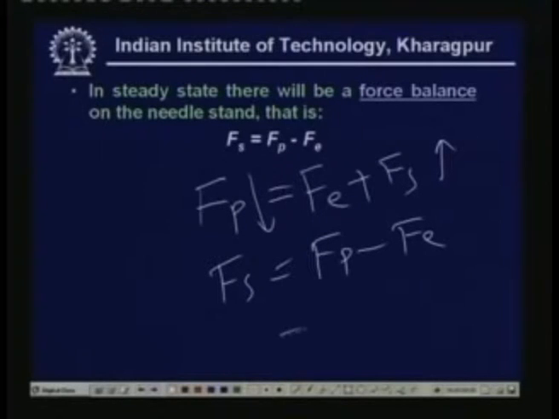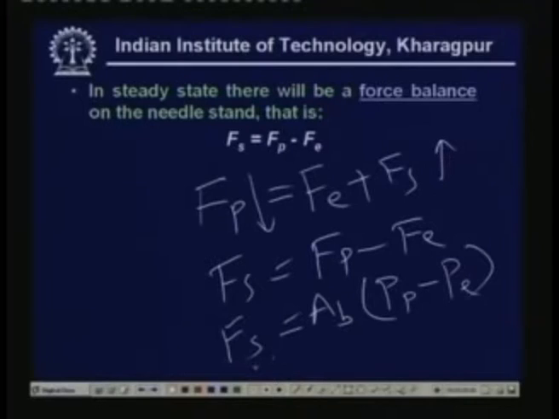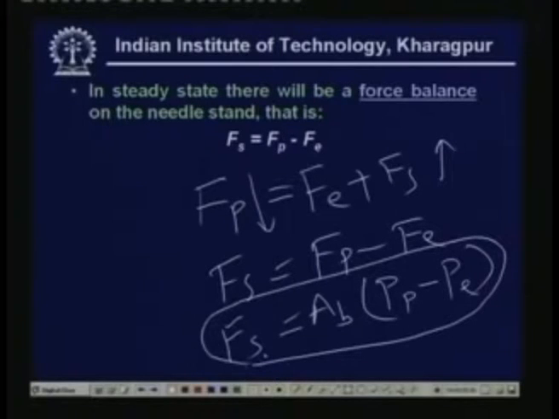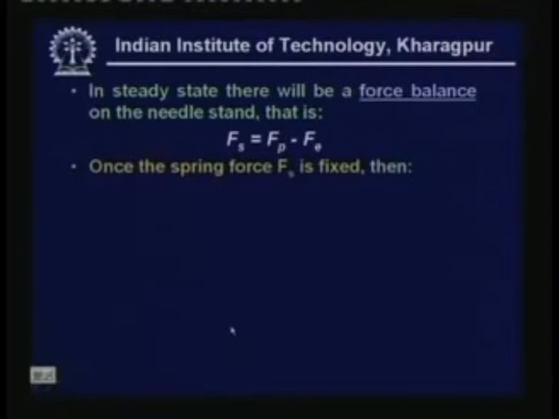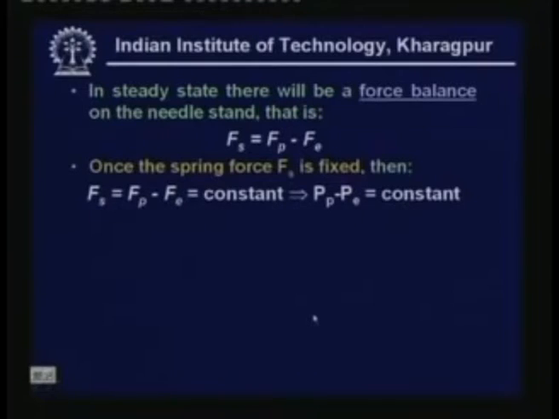Okay, and this is equal to, you can write this in terms of AB, that is bellows area, into pressure acting on the bellows due to the power fluid, minus evaporator pressure PE. Okay, so at steady state finally you have Fs is equal to AB into Pp minus Pe. Once the spring force Fs is fixed, then Fs is equal to Fp minus Fe is equal to constant. That implies that Pp minus Pe is equal to constant, because the area of the bellows remains constant.